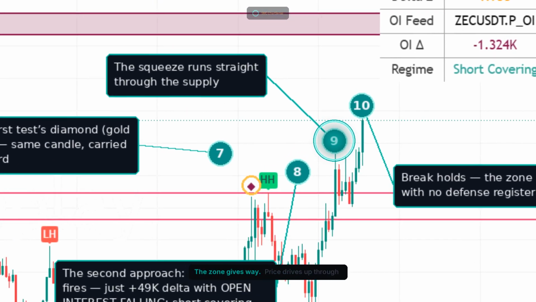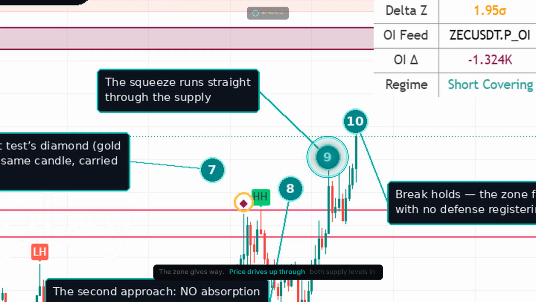The zone gives way. Price drives up through both supply levels in a sustained thrust, the resting supply consumed, the squeeze extending to new highs above the band. The zone that turned away the first assault does not survive the second. What changed was everything that matters. Initiative buying met a detected defense and exhausted. Forced covering met a thinner wall and went through.